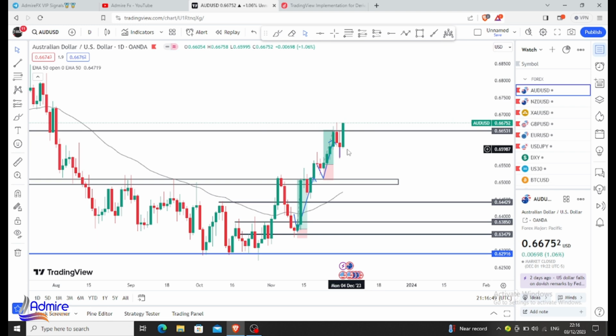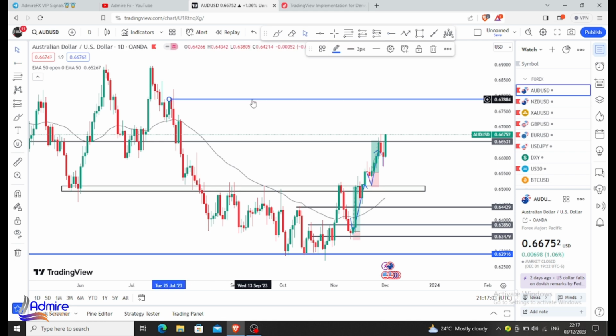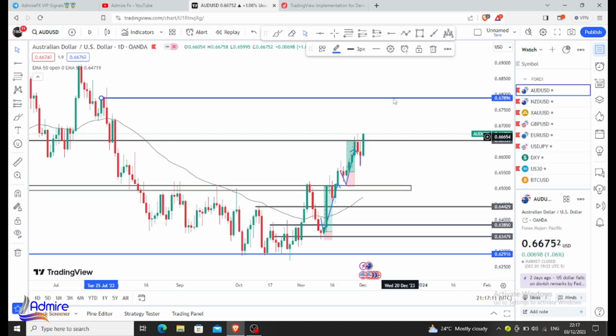I took my partials, took over 90%, and I'm still holding 10% of my profit all the way to the upside. Okay, at least. So where's the next possible target for price reversals? Okay, so we'll be looking at the next high somewhere around here, which is the 0.6789 for price moving to the upside.